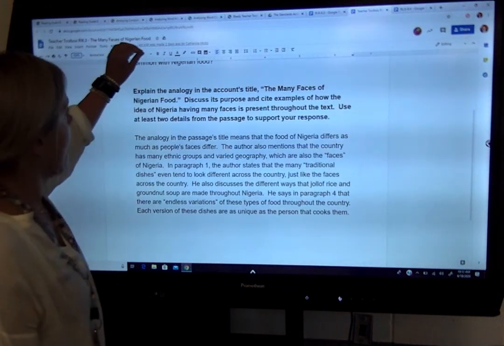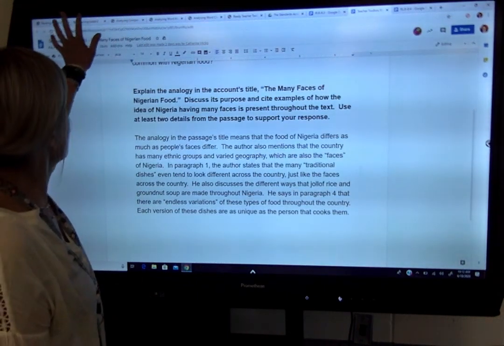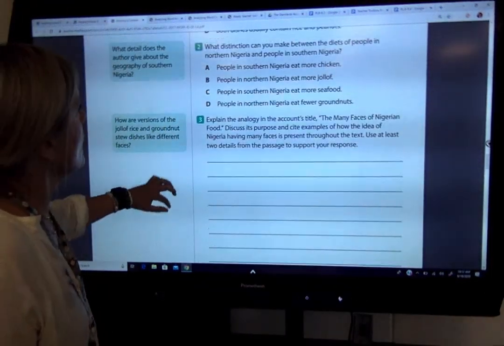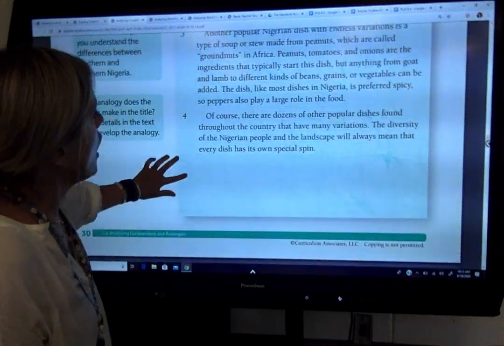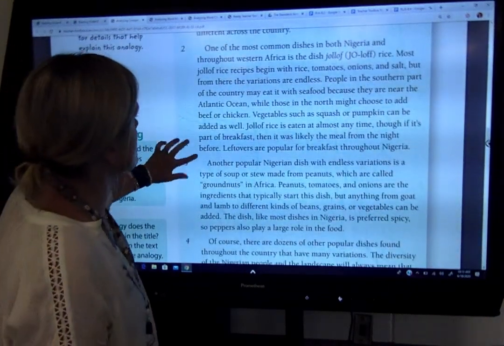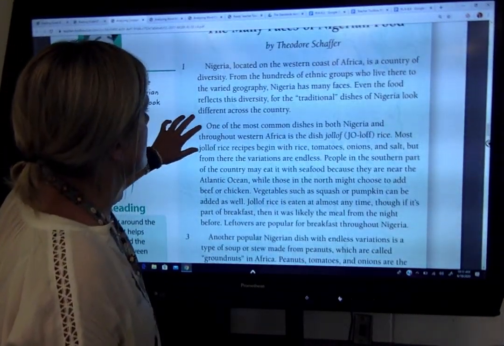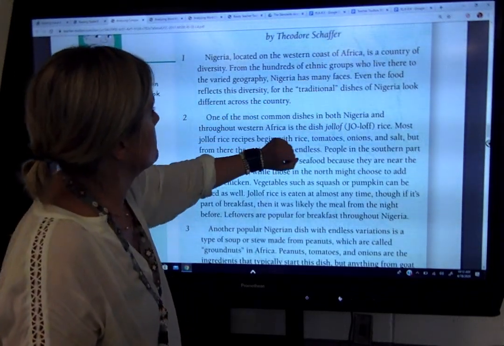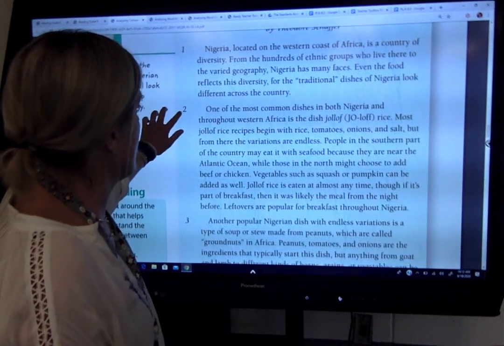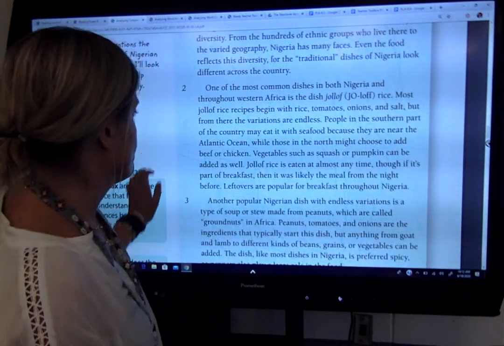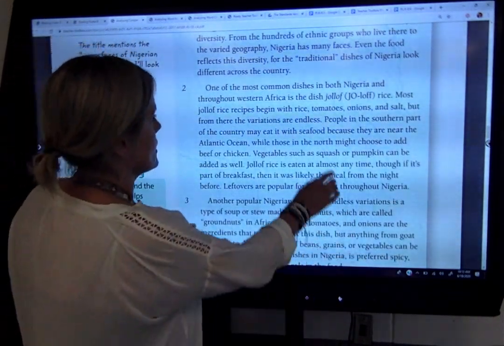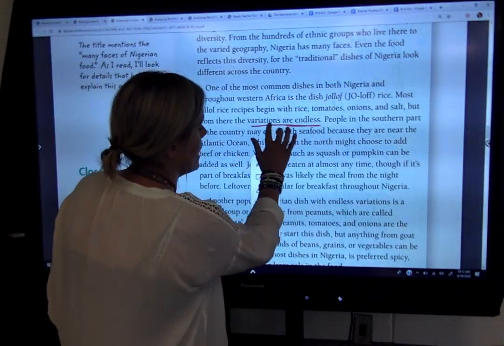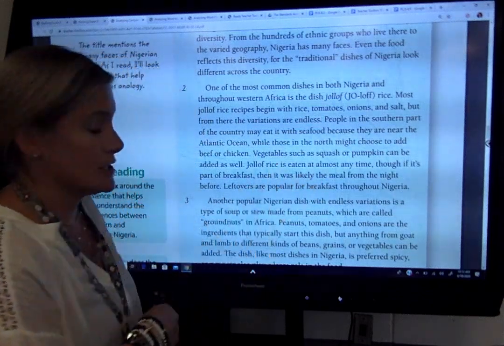Now, if we go back real quick, let me look at something. The third one, number 3. Okay, if we go back, you'll see all throughout that he introduces it with the ethnic groups and the faces, but all throughout he talks about the endless variations. The variations are endless. So I think it's really important to play up on that because that's how he used his analogy.